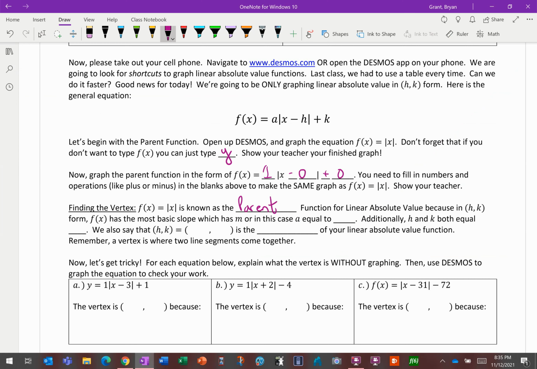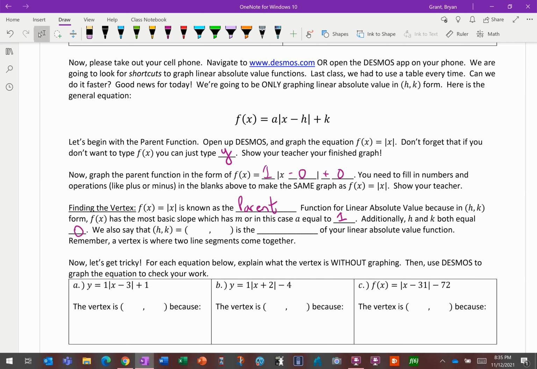The reason it's known as the parent function is because in HK form, the absolute value of x has the most basic slope, which is our m or our a, and that's equal to 1. 1 is our absolute basic slope. You might say, well, what about 0? That's true, but 0 is always going to be flat, so I think we're going to go with 1, especially because it's multiplying as our most basic. Additionally, h and k both equal 0.